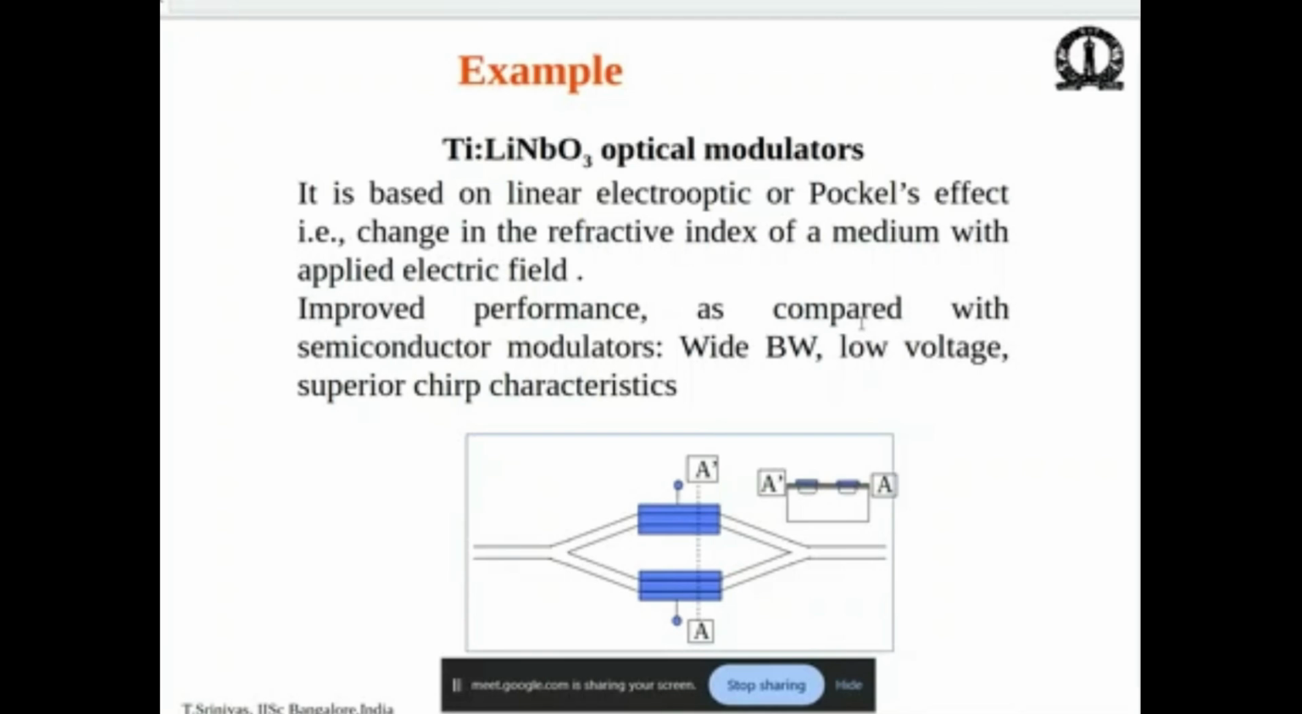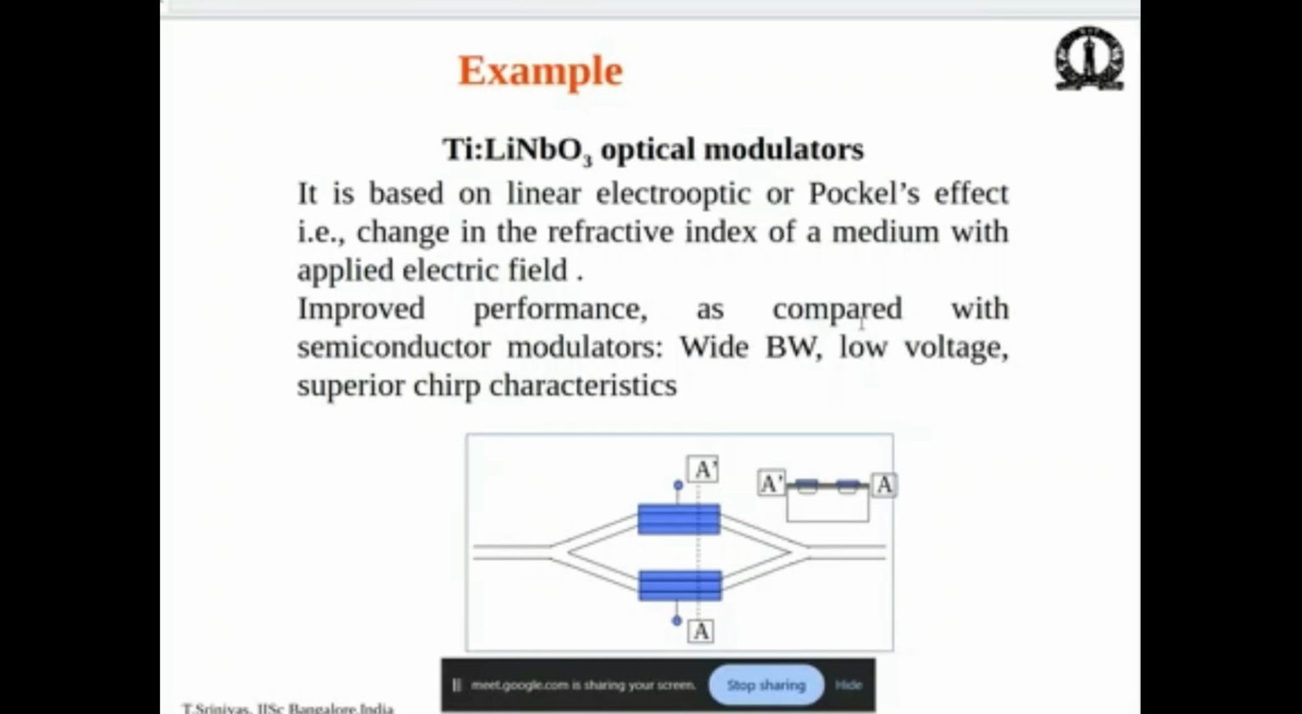So there is an input branching arm. Then there are two arms of the interferometer. Bluish ones are the electrodes which are put on top of that, and then a combiner. So if you launch light into the input, it splits into two arms, and then when we apply voltages, the relative phase difference between the arms is reflected at the output end. So you have a phase modulation due to this electro-optic effect, which is converted into amplitude modulation by this MZI. So there are very good features of such a modulator.